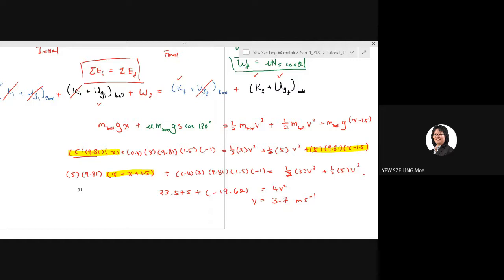So you cannot calculate them separately, because when it comes to the summation of E initial equals the summation of E final, you are looking at the whole system, not by object. So for the whole system, you need to calculate everything. You need to include everything in the equation. Okay, so I give you 5 minutes to write it down.